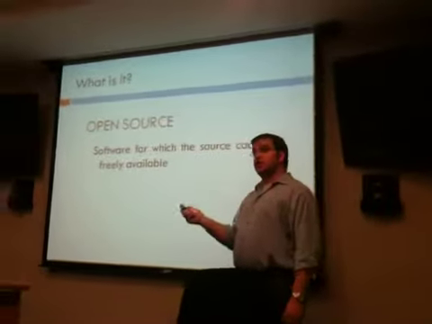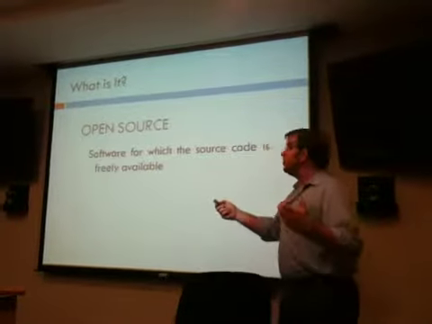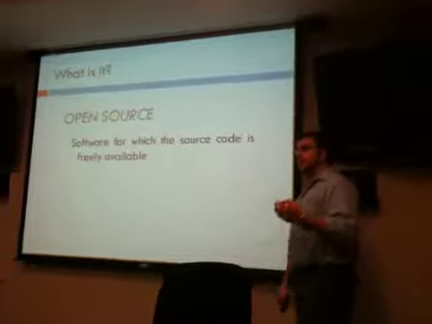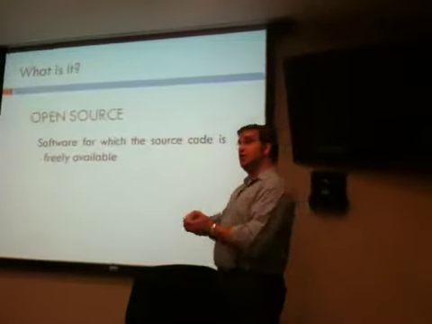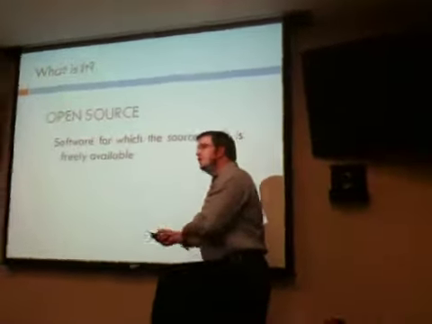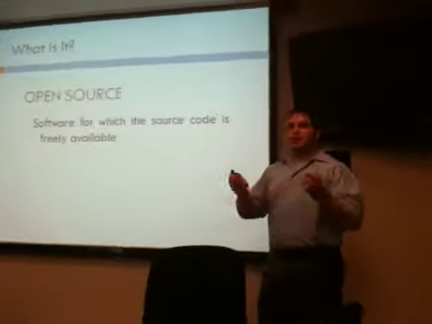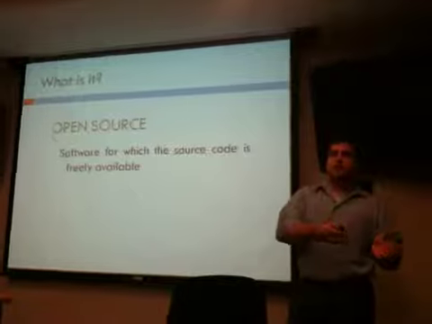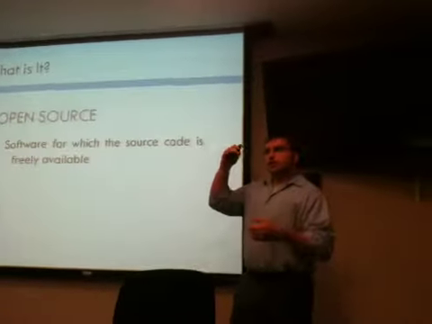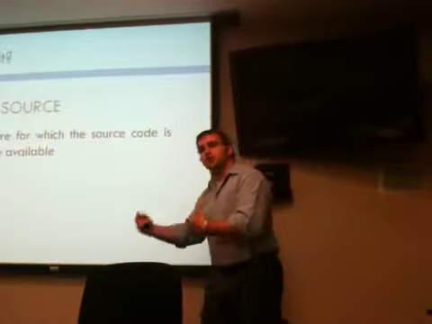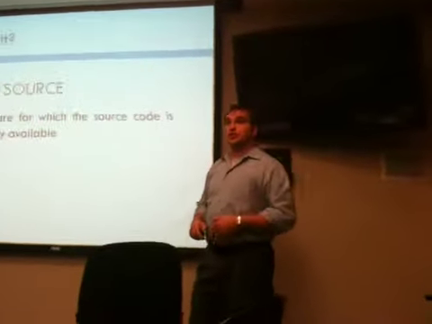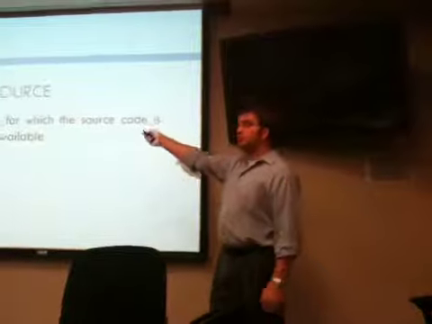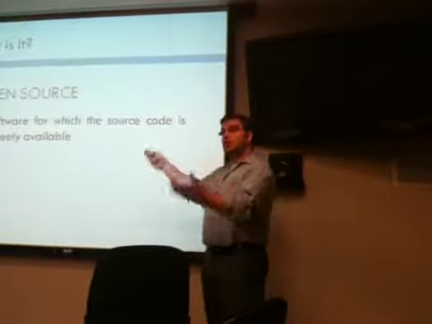The next definition is open source. Open source is software where the source code is freely available. Now I'm going to actually give you another definition. Source code. Source code is all the things behind the scenes of a software program that tells the computer, tells the hardware what to do, and it interacts with you. That is the source code. And open source ties in with the source code because it's freely given.